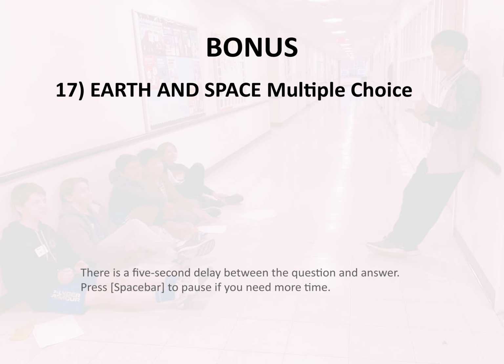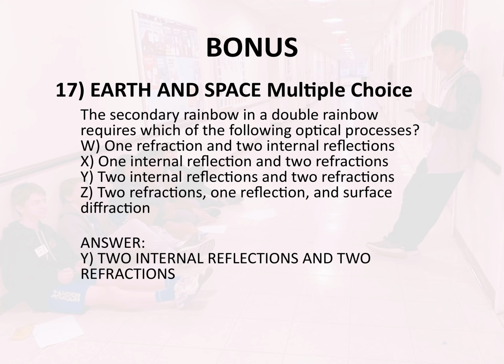Bonus 17. Earth and space. Multiple choice. The secondary rainbow in a double rainbow requires which of the following optical processes? W. 1 refraction and 2 internal reflections, X. 1 internal reflection and 2 refractions, Y. 2 internal reflections and 2 refractions, Z. 2 refractions, 1 reflection, and surface diffraction. Answer: Y. 2 internal reflections and 2 refractions.